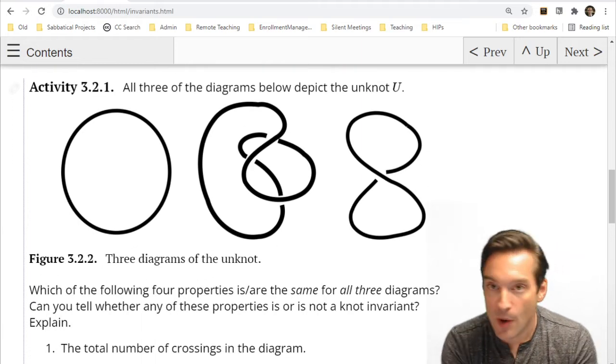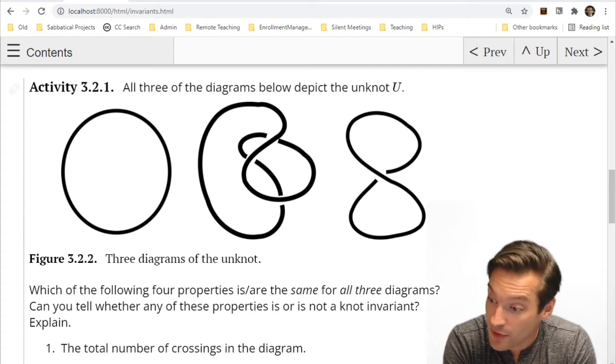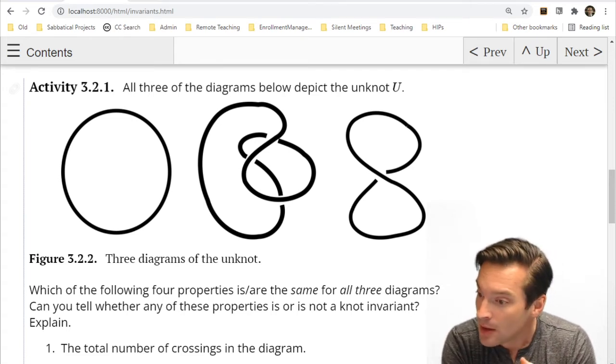So here's where I want us to get started. We just have a couple of activities to do with invariants for today, so we'll be able to wrap up in time today.